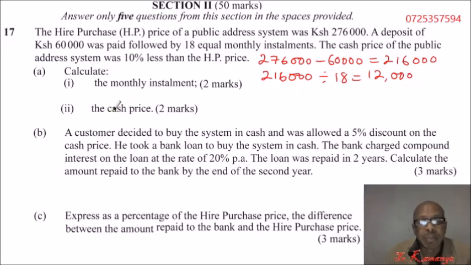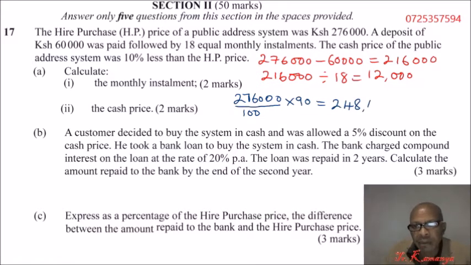Roman number 2, the cash price. We are told that the cash price was 10% less than the hire purchase. So this is the hire purchase, that is 276,000. We divide by 100%, and since it was 10% less, you multiply by 90%. So you compute that, you should be able to get 248,400. So this is the cash price, which is 10% less than the hire purchase. We go to part B of the question.